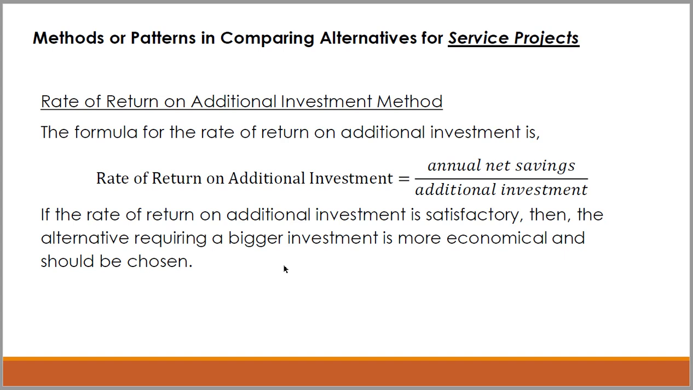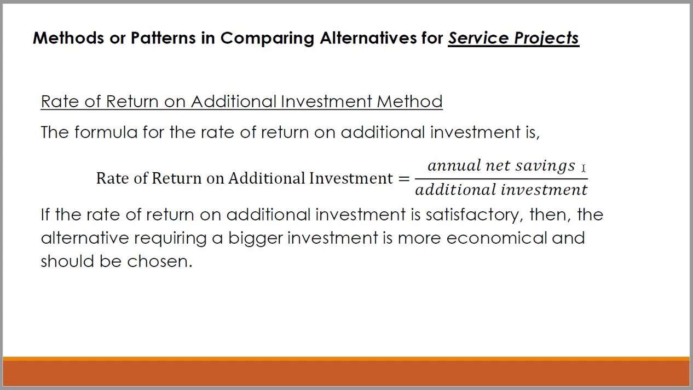Number one method is the modification of the rate of return method. That is the rate of return on additional investment method. For this method, we need the following: the annual net savings and additional investment. So how does this work? For a certain project, for a certain goal of the company, we have, for example, two project proposals to achieve that goal or objective. Let's say project A and project B.